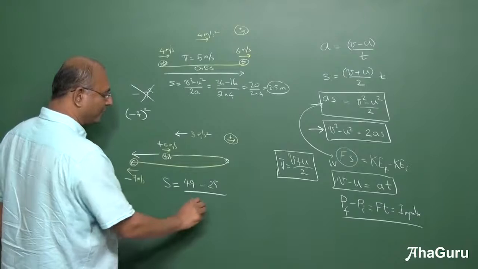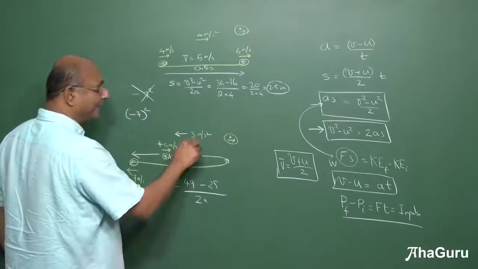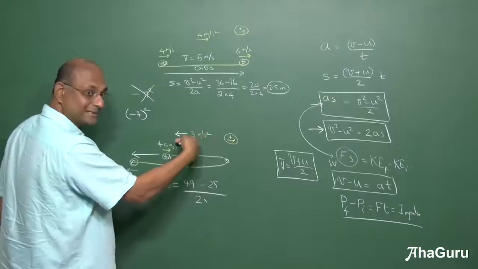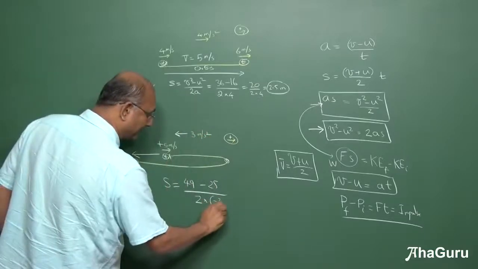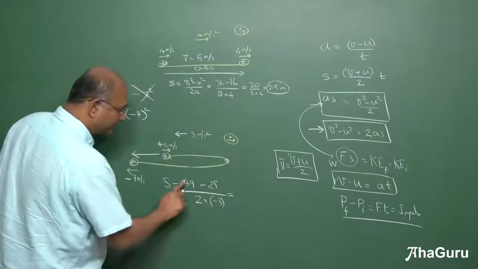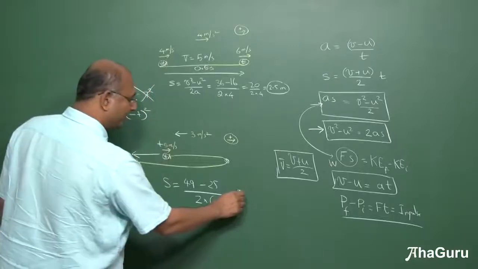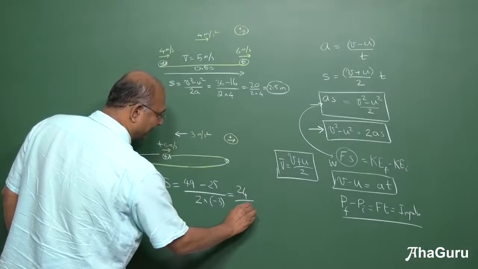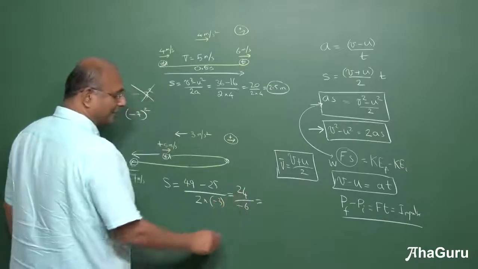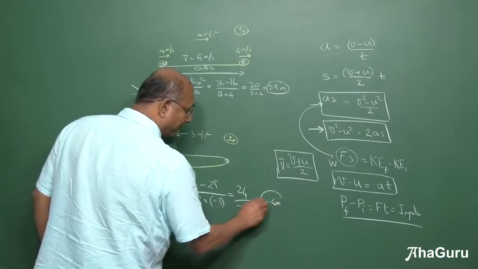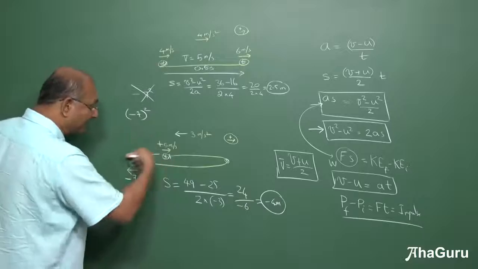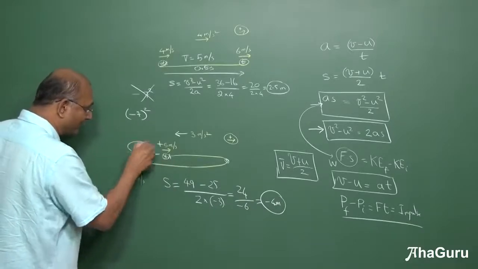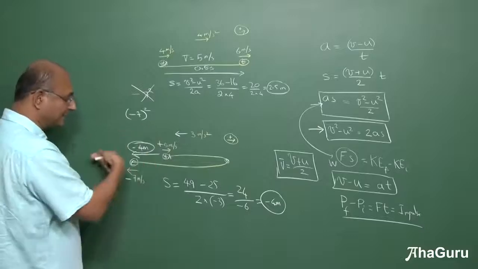So v square minus u square divided by 2 times a. What is a? Look at that. That is the plus direction, this is the minus direction. So minus 3. What is 49 minus 25? Minus 24. Right? Sorry, plus 24. So this is 24 by minus 6. If I cancel that out, I'll get minus 4 meters. Minus 4 means in this direction 4 meters. So displacement is minus 4 meters. That's why it's in this direction.